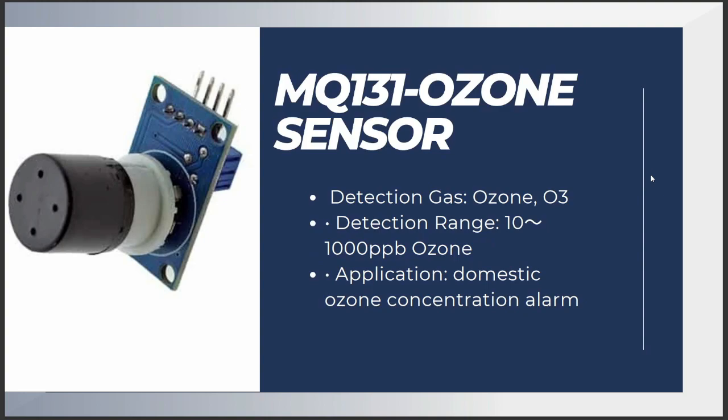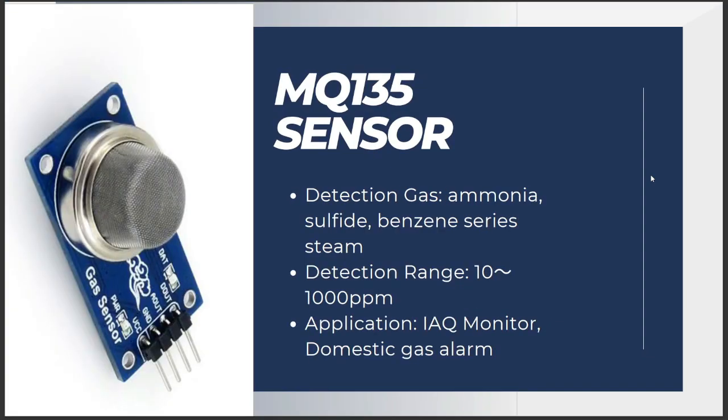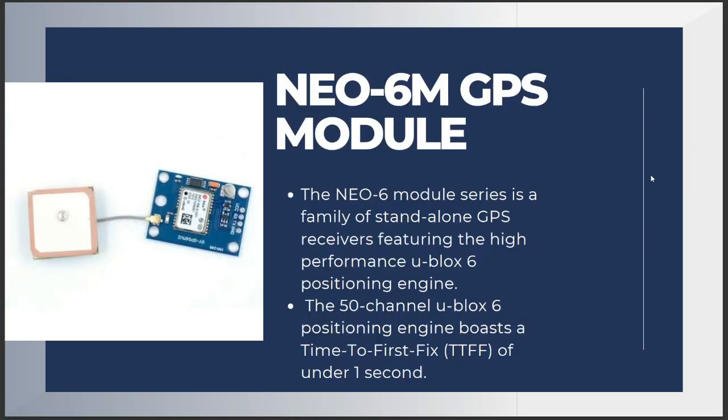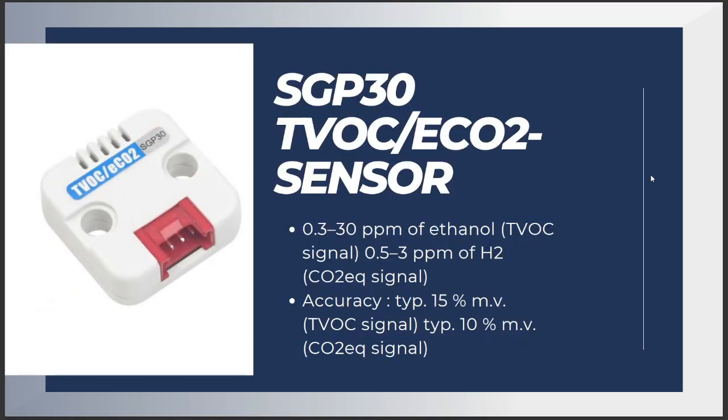Next is the MQ131 sensor. This sensor is used to detect low concentrations of ozone gas. Next sensor is MQ135. This sensor is used for the detection of gases like ammonia, sulfur, benzene, carbon dioxide, and other harmful gases and smoke. Its application is domestic gas alarms, and the detection range is 10 to 1000 ppm. Next is the Neo 6 GPS module. This is used to detect the accurate location.